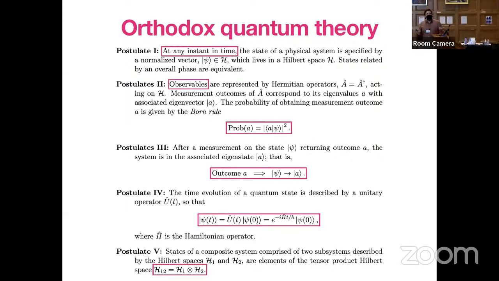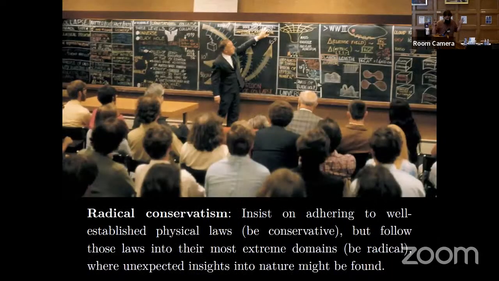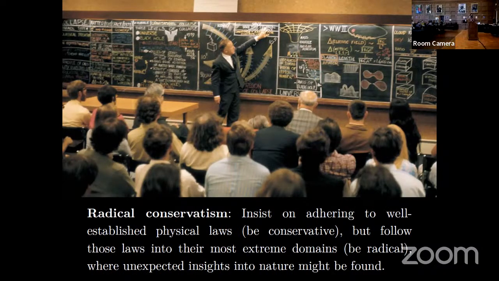And what I want to try and argue is that we really need to rethink every one of these postulates. And I don't want to just do this sort of willy-nilly. I want to look to one of my favorite physicists, John Wheeler, who advocated a radically conservative approach to physics. He said, let's insist on adhering to well-established physical laws. We should be conservative, but follow those laws into their most extreme domains. We should be radical, where unexpected insights into nature might be found.